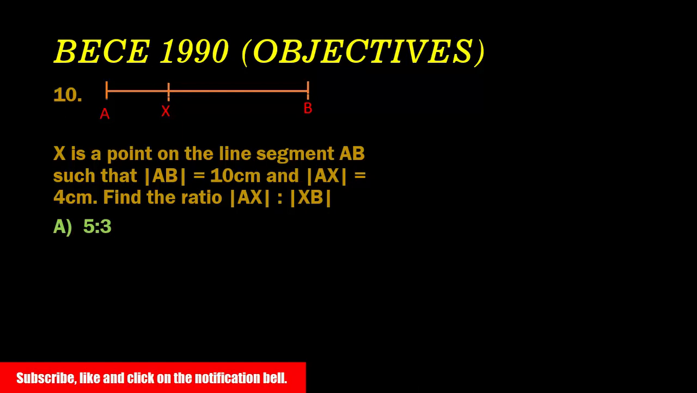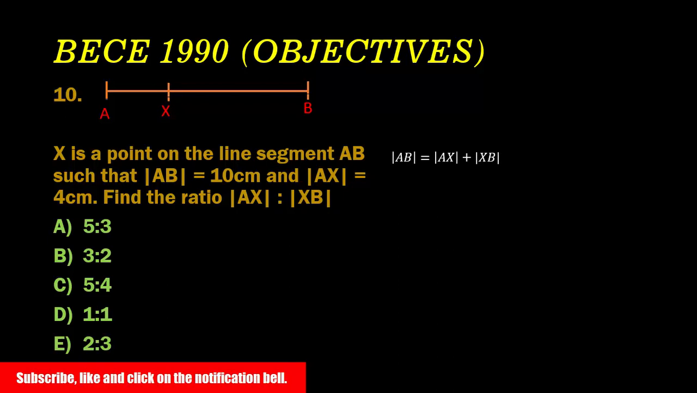Option A, 5 to 3. Option B, 3 to 2. Option C, 5 to 4. Option D, 1 to 1. And then option E, 2 to 3. Now, if you consider the diagram given to you, you realize that AB is simply equal to AX plus XB. That is their magnitude. So the magnitude of AB is equal to the magnitude of AX plus the magnitude of XB.